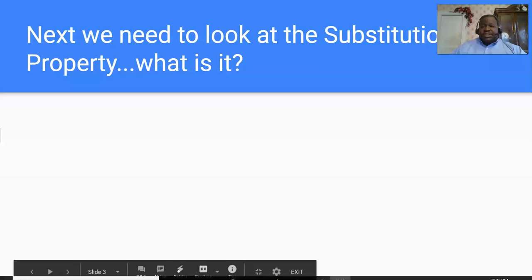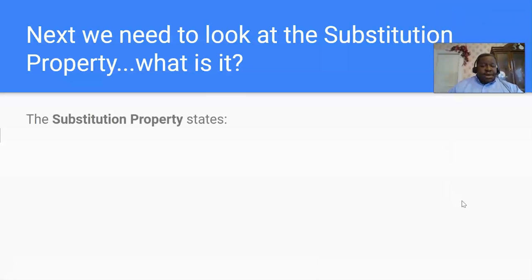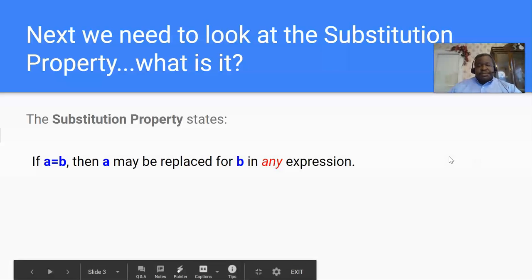What is the substitution property? All right, so the substitution property states that if I have an equation that A equals B, that A may be replaced for B in any expression. So that means when I have an expression, if A equals B, then I can take A and replace it for B in any kind of expression. That's very important. Notice that I have any in red and italicized.